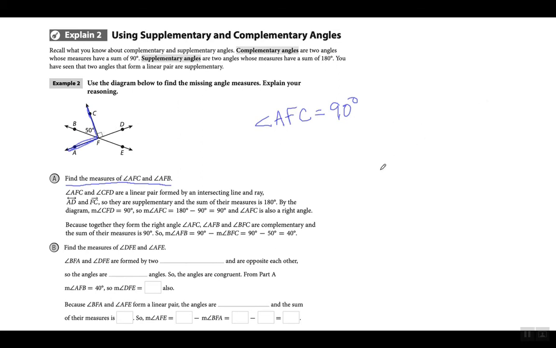Alright, I'll say it again in case anybody's lost. I have this. That's what I'm looking at. This is AFC and CFD. If this one is 90 degrees, that means this one also has to be 90 degrees because together they form a straight line, and when you add them up it has to equal 180.